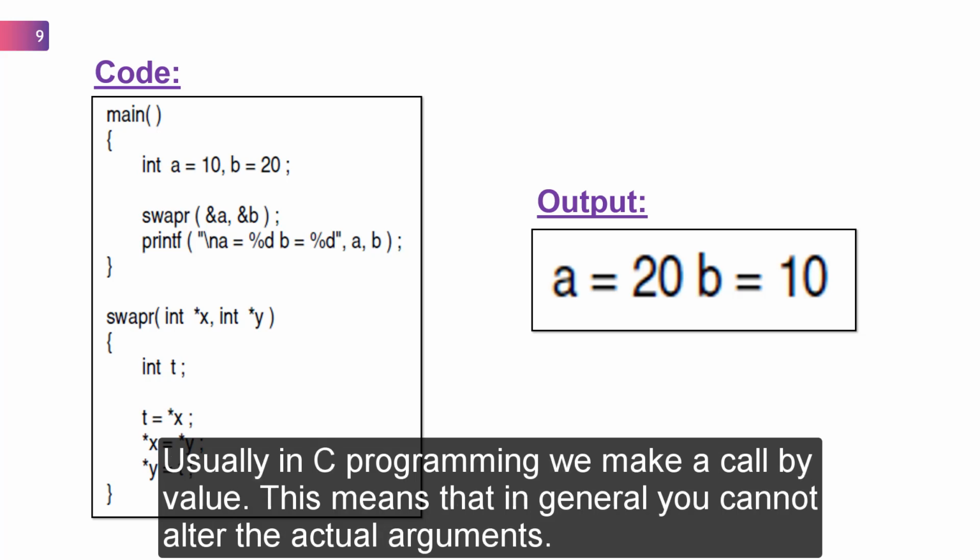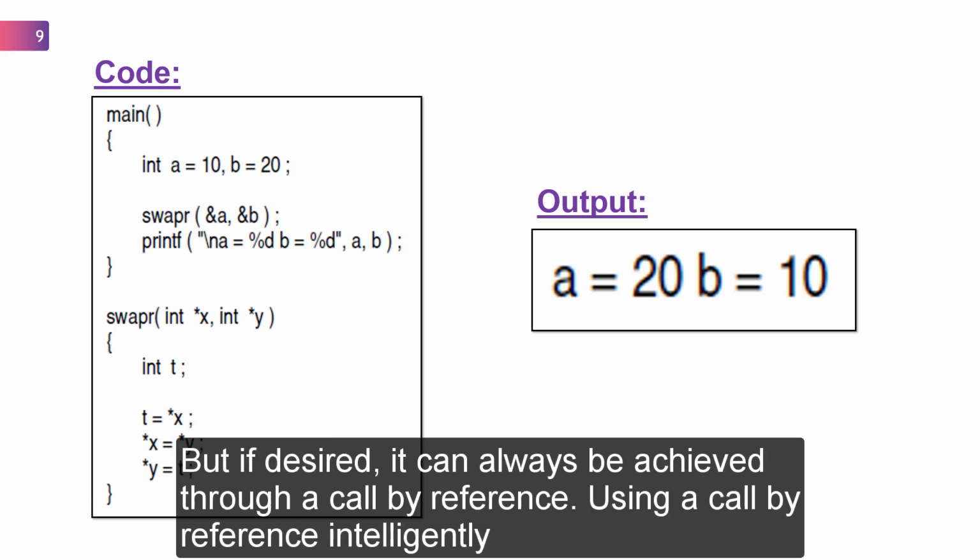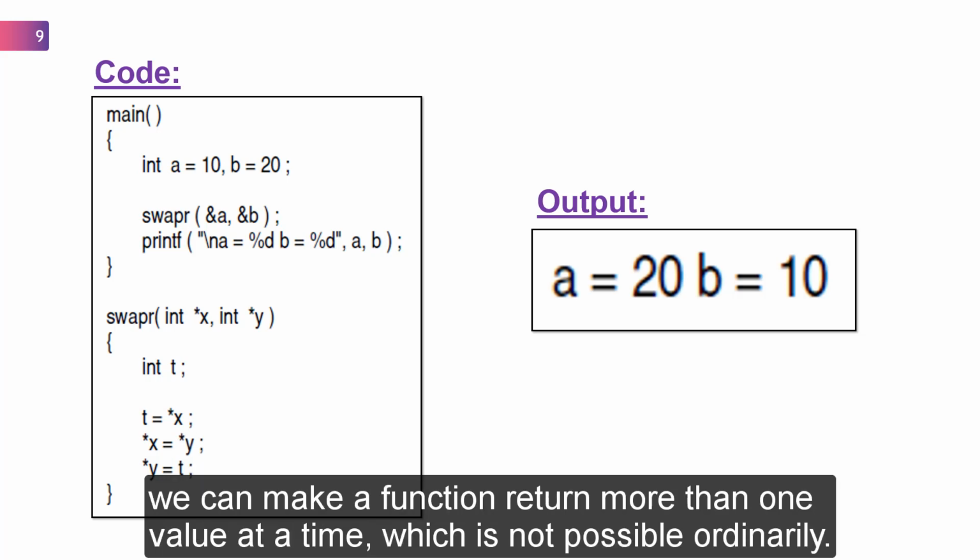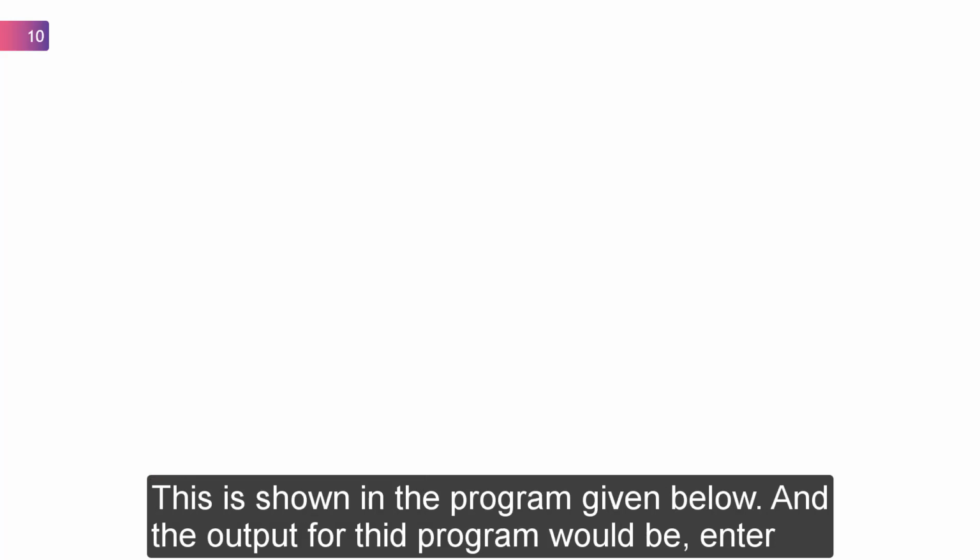Usually in C programming, we use call by value. This means that in general, you cannot alter the actual arguments. But if desired, it can always be achieved through a call by reference. Using a call by reference intelligently, we can make a function return more than one value at a time, which is not possible ordinarily. This is shown in the program given below.